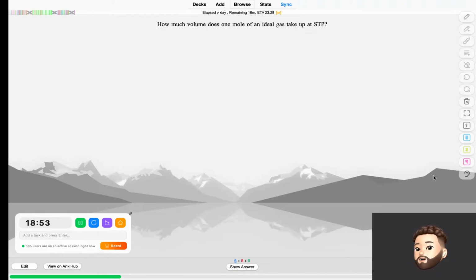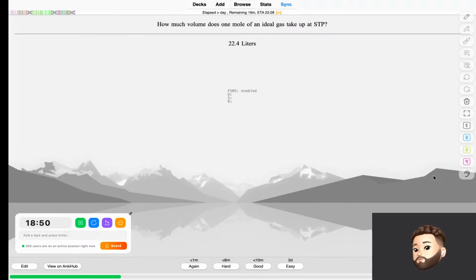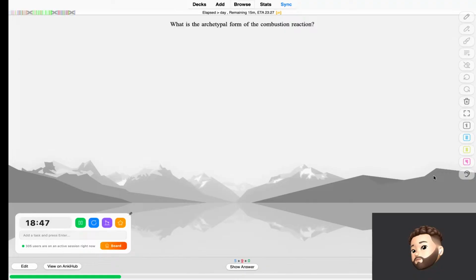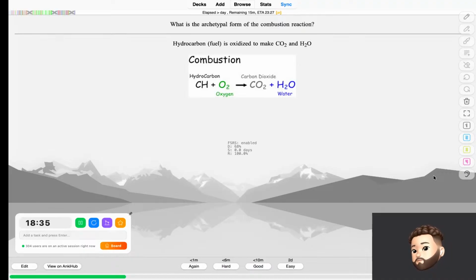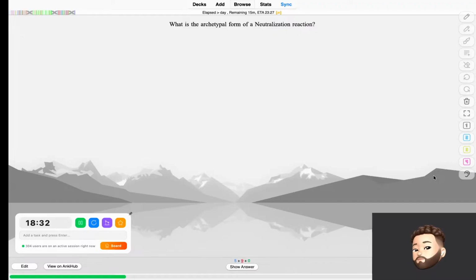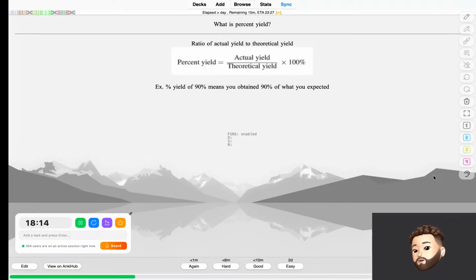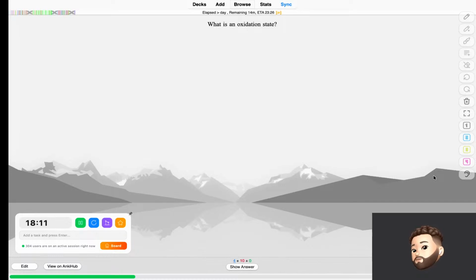How much volume does one mole of an ideal gas take up? 22.4 liters. What is the archetypal form of the combustion reaction? So a hydrocarbon is oxidized in order to form carbon dioxide and water. Acid and base is going to be equal to water and salt. Percent yield is the actual yield over theoretical yield multiplied by 100%. Actual yield over theoretical yield. Yeah. What is an oxidation state?